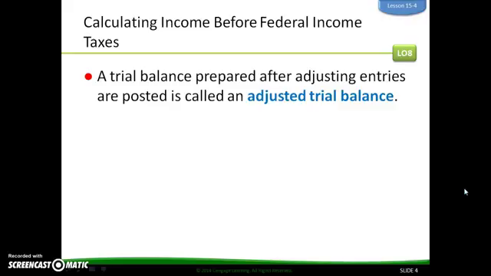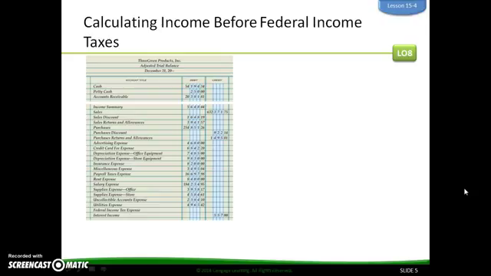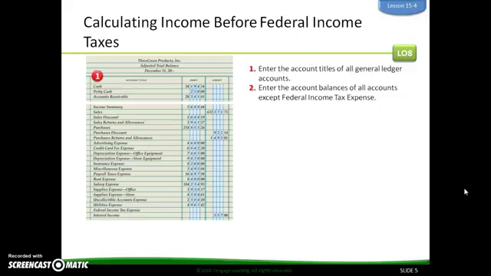And so just for tracking and making sure that we have good records and we can follow all of our transactions here. Okay, so you calculate income before your federal income taxes. So a trial balance is prepared after all of the adjusting entries are posted, and this is now the adjusted trial balance. So you can see in nice tiny little print what is on page 457, where we're looking at all of the account titles for our general ledger accounts, and then the balances for all of the accounts except the federal income tax expense. So you can see where our balances are here.